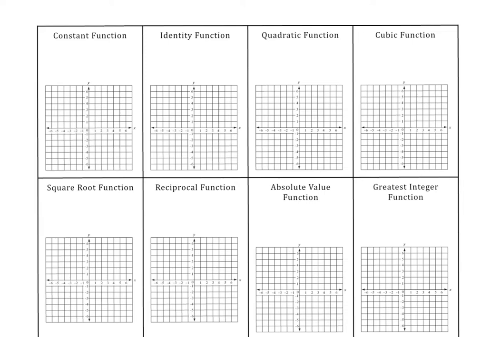This is like f of x equals just a constant. You might think of this also like y equals, let's just say the number 2. That is just a horizontal line at 2. Okay, identity function is y equals x. That's a linear function with slope 1 and y-intercept 0.